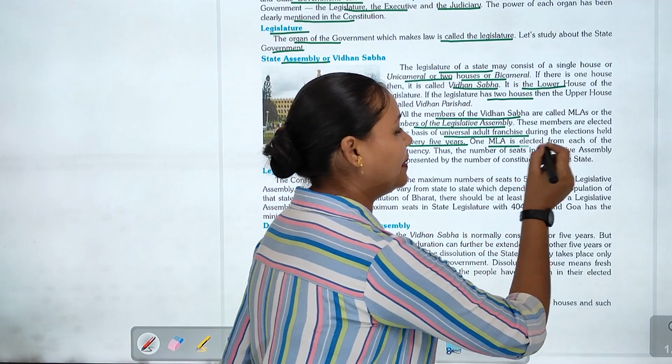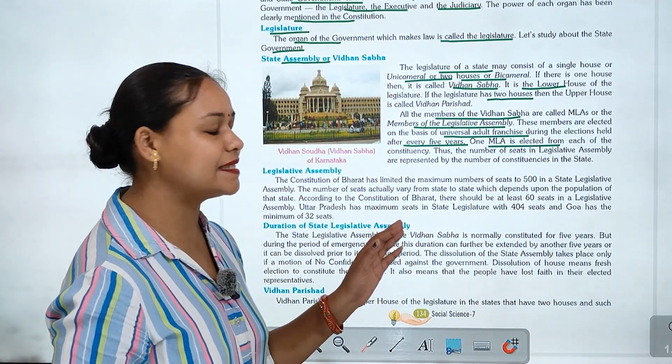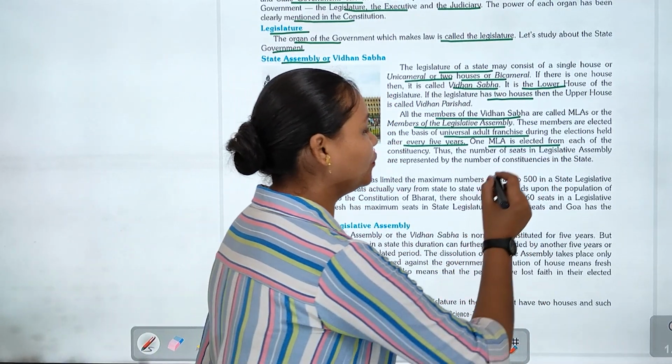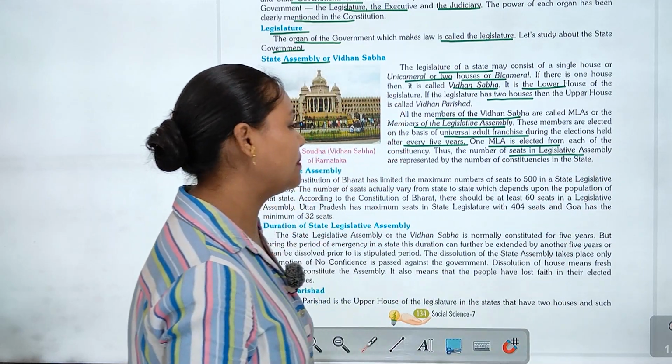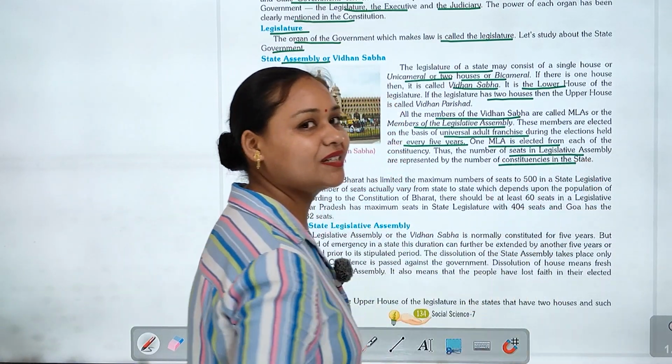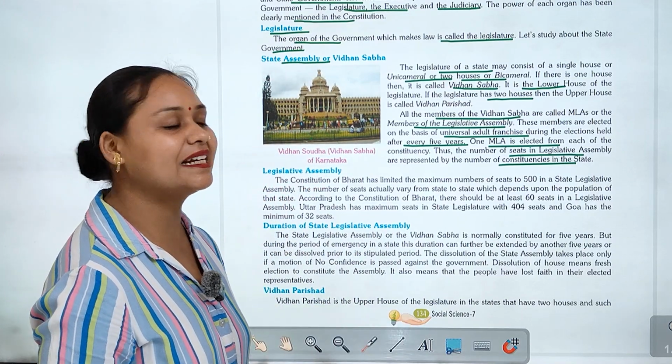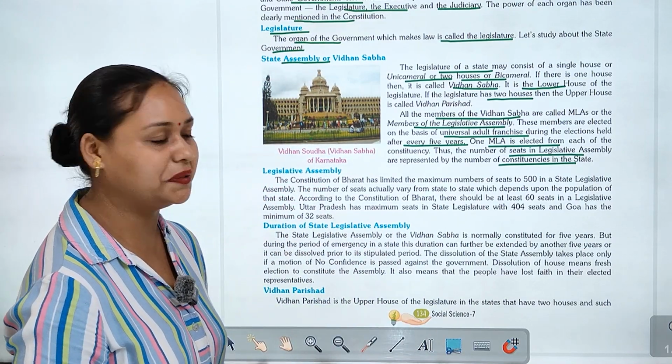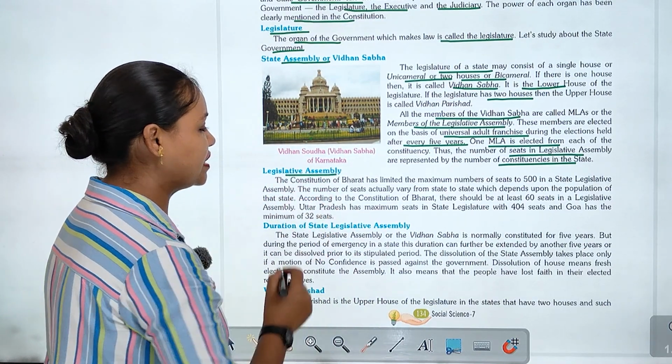One MLA is elected from each constituency. Thus, the number of seats in the legislative assembly is represented by the number of constituencies in the state. Okay, यह एक राज्य स्तर पर होने वाली असेंबली होती है. फिर है legislative assembly.